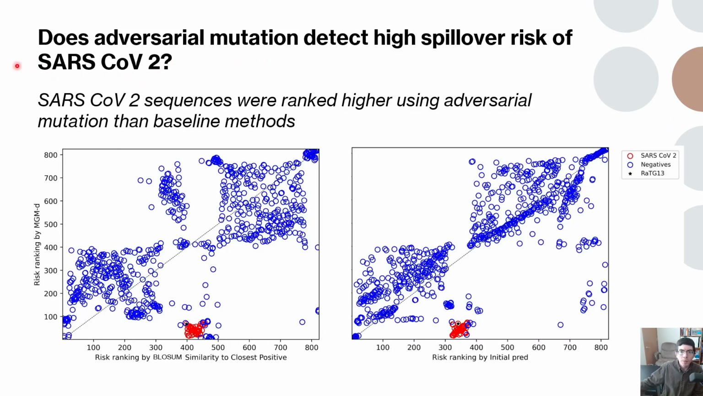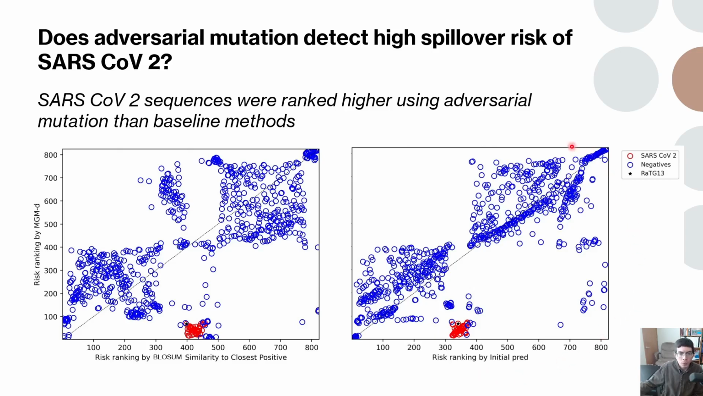We then used adversarial mutation to compute the spillover risk of SARS CoV-2 sequences, which were withheld from the underlying host classifier at training time. SARS CoV-2 sequences were ranked higher than they would be if we had used some alternative baseline methods like BLOSUM similarity to the closest positive or the initial model prediction of the underlying host classifier.